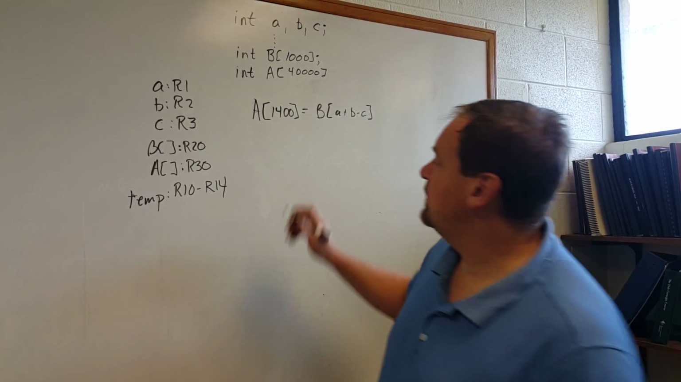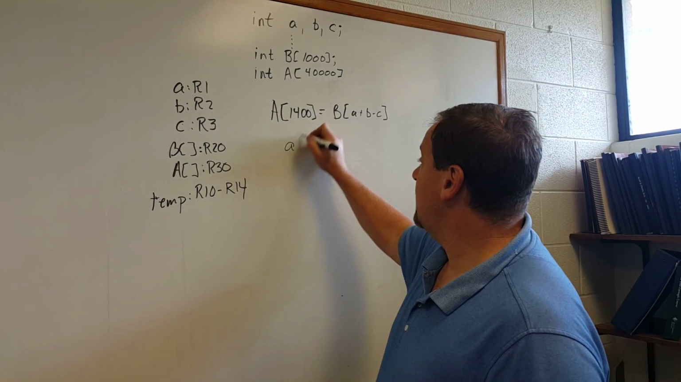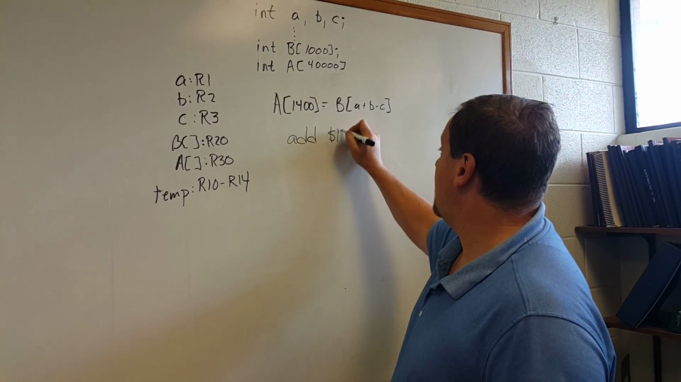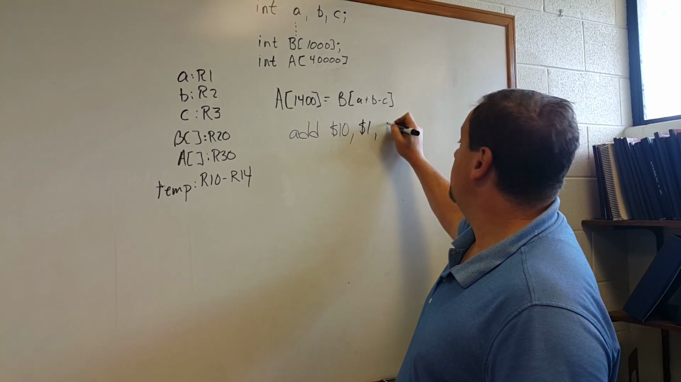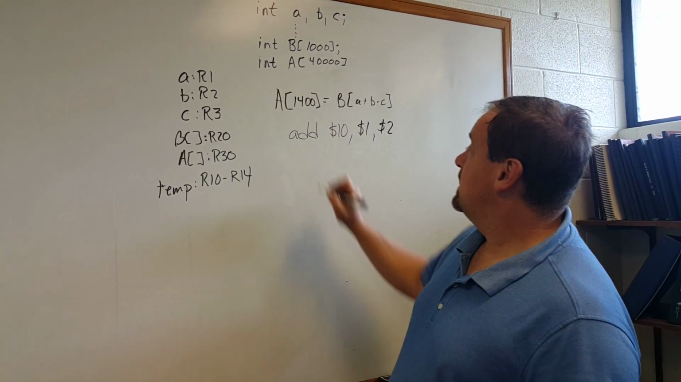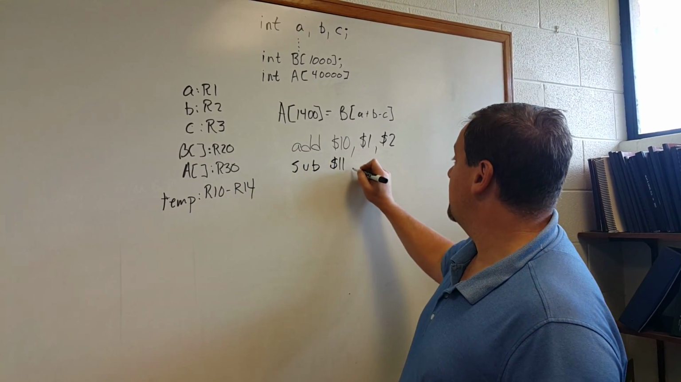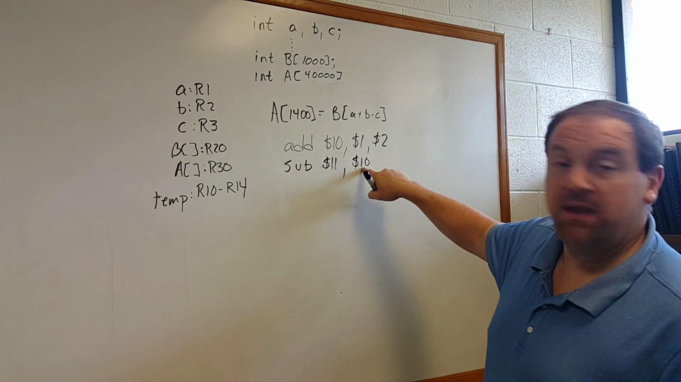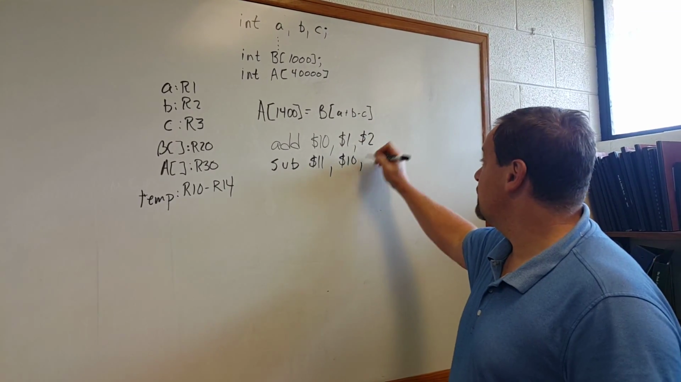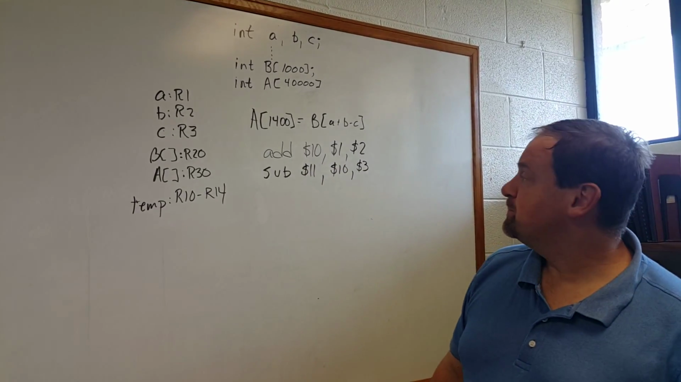Okay, let's start with a temporary register. We'll start with R10. We're going to add into R10 A and B, so that's going to be R1 and R2. Then we're going to subtract, and let's go ahead and put it in R11, that sum A plus B, which is in R10, and we're going to subtract off C, which is register 3.